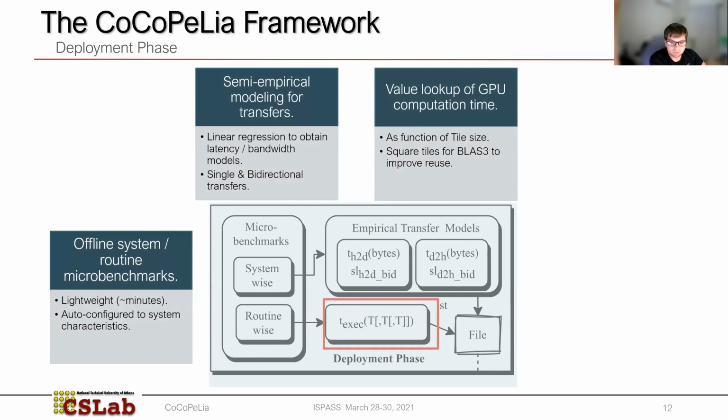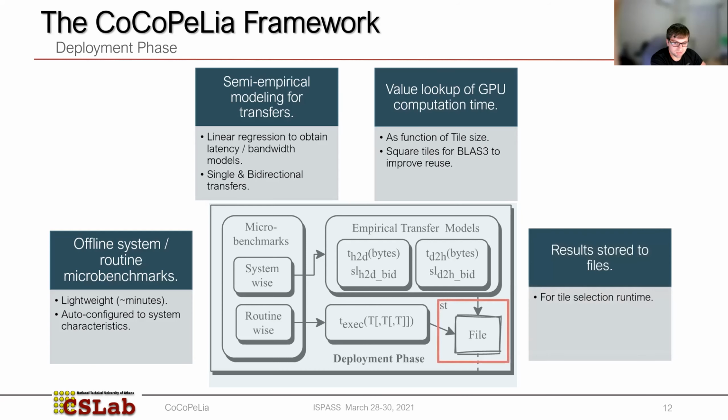In the case of GPU computation time, an analytical model would require more intensive benchmarks, and since we are only interested in square tiles for level 3 and one-dimensional tiles for level 1 and 2 BLAS, we use value lookup as a function of tile size. Finally, the results are stored in files in order to be used by the tile selection runtime.